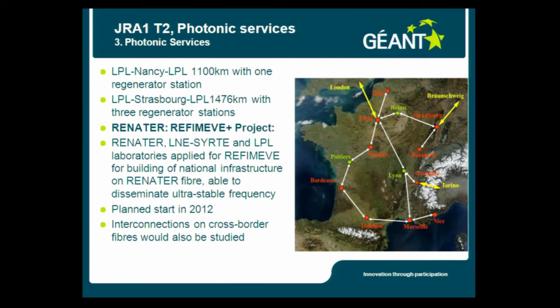Again, plans for the future, you can see the map. The total length will be more than 1000 kilometers. It is something called the REFIMEVE Plus project. Again, building national infrastructure to disseminate ultra-stable frequency, but with the help of Renater, which is a normal production network.